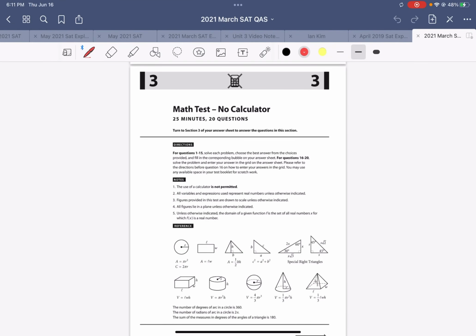This is a 2021 March College Board SAT. No calculator section, section 3.